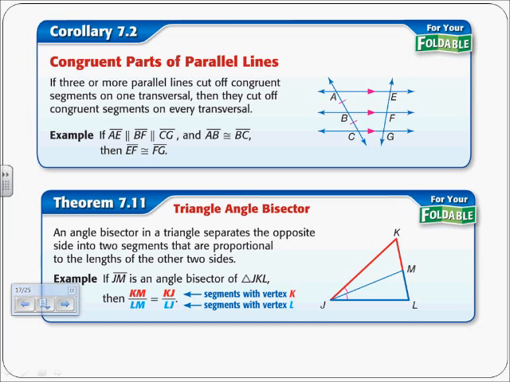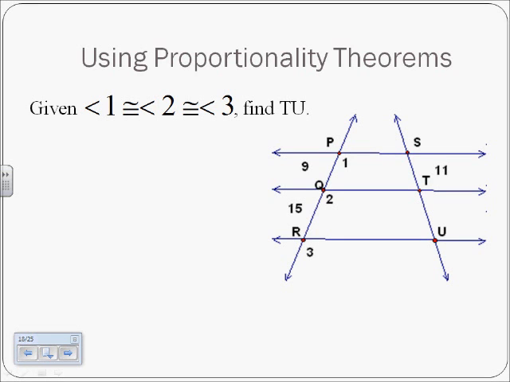Okay, again, congruent parts of parallel lines from transversals, and then the triangle angle bisector theorem, as this one is stated. Alright, let's apply these. Given 1, 2, and 3 being congruent, find TU. That means all of these lines are parallel by the corresponding angles converse.